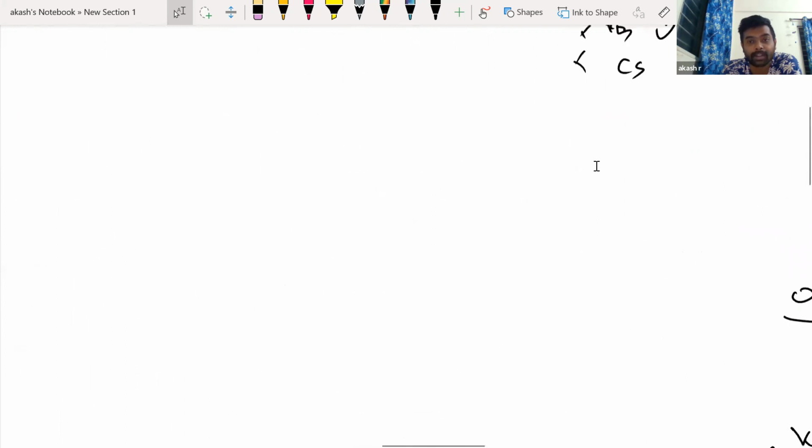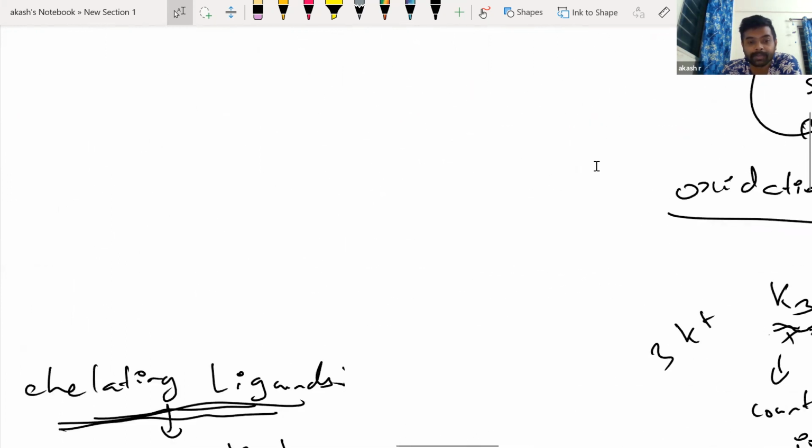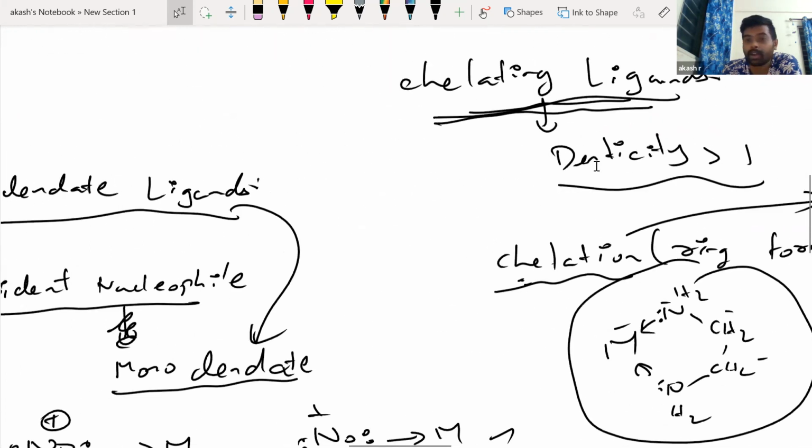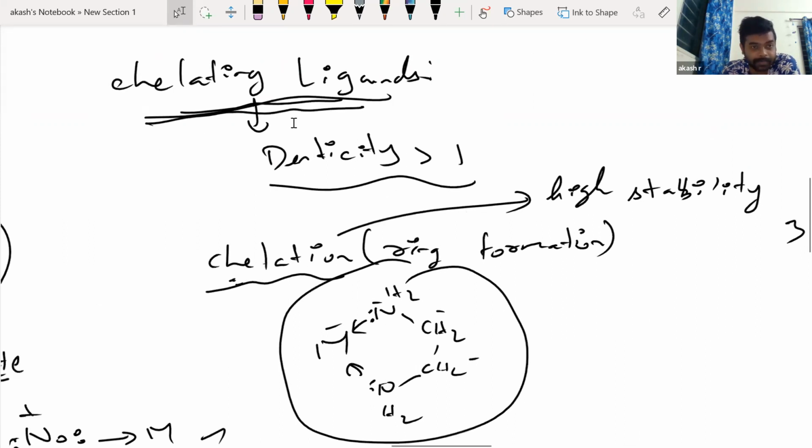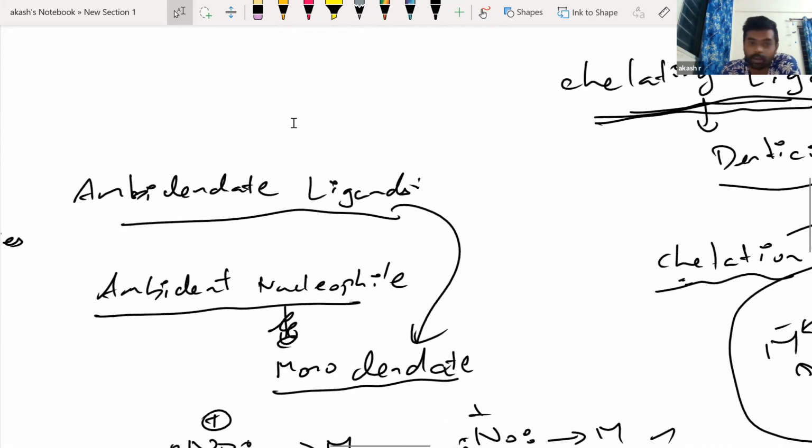Then we saw different types of ligands. One of them was chelating ligands. We remember that where denticity is greater than 1, you will always form a ring structure. That ring formation process is called chelation, and the ligand involved in chelation is called a chelating ligand.